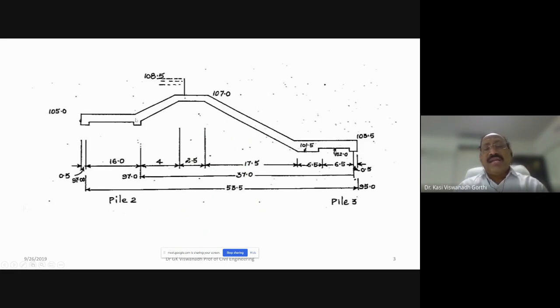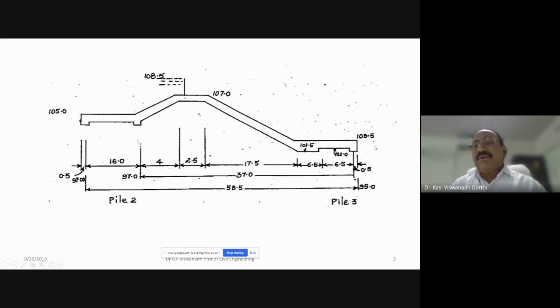And after arriving at the pressures at the key points, we apply the correction for the floor thickness. We apply the correction for the slope. Also, we apply the correction for the mutual interference of the piles. So these are the three corrections required to be applied.